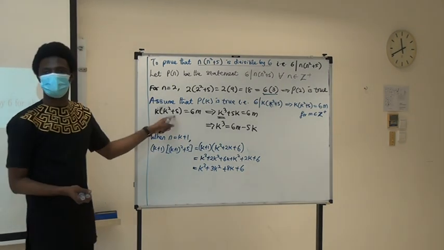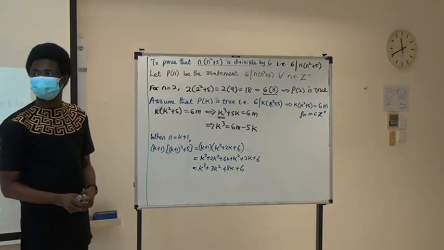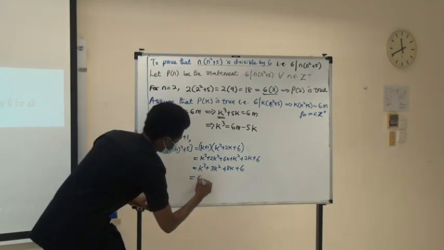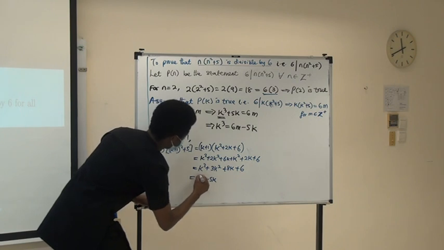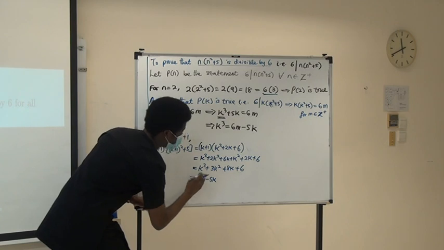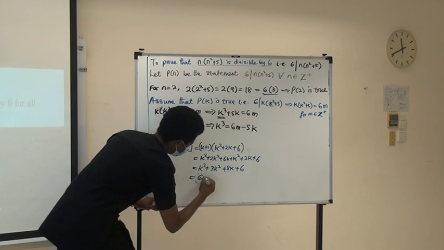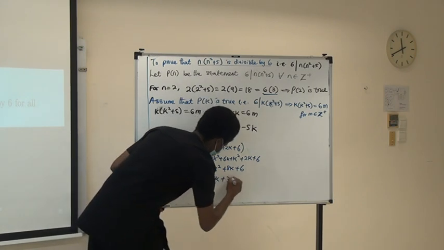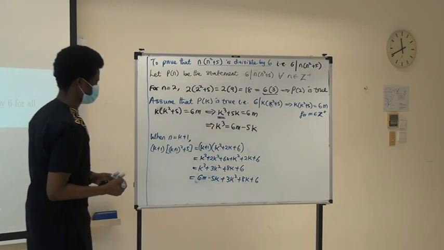So that's why I left the 2 lines, because I don't know what this will look like, so I know what to take from here. Okay? So, if you put this, then you say 6m minus 5k, hopefully it works, right? This is redundant. 6m minus 5k, then plus what? 3k squared plus 8k plus 6. I can't see my 6 yet.